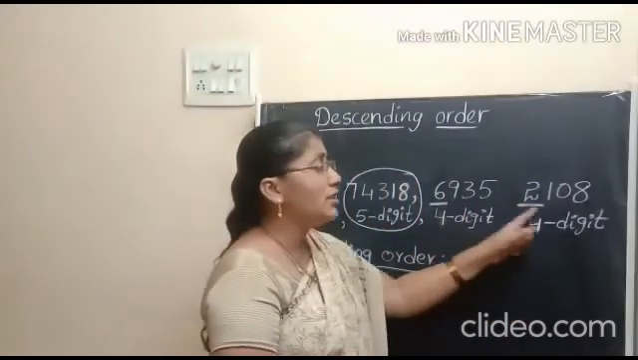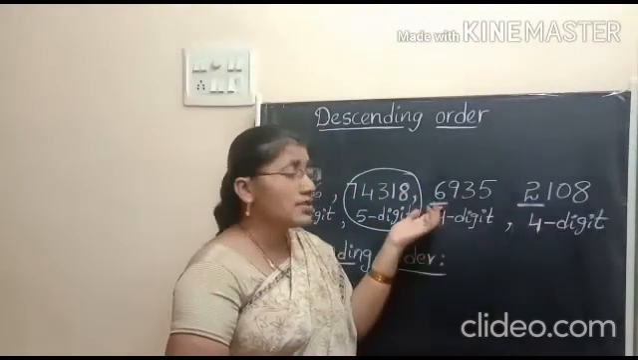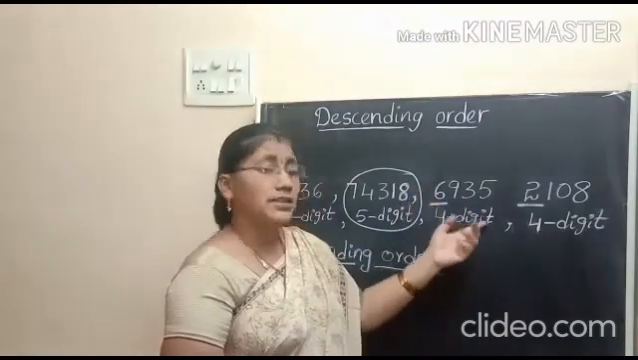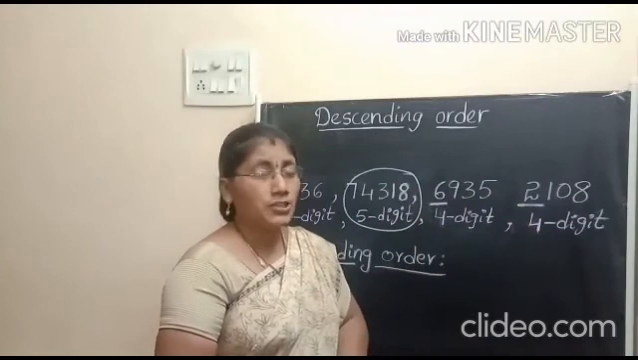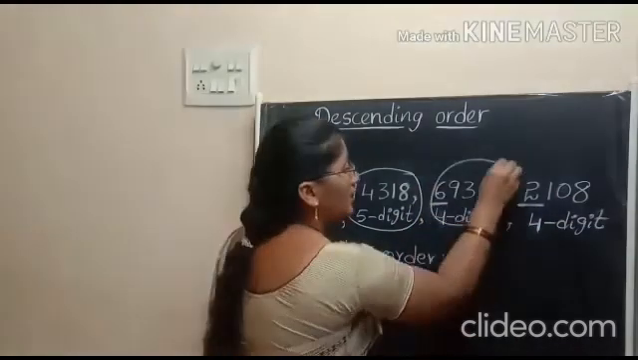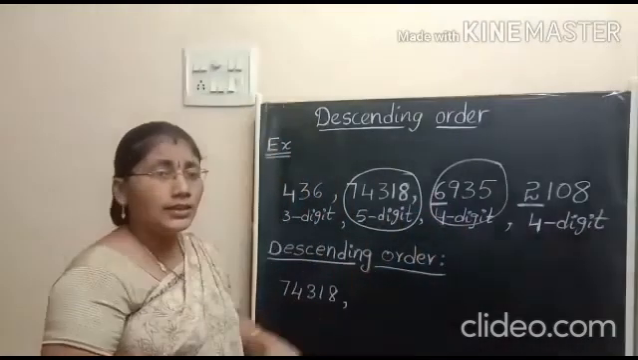By comparing these 2 digits, which is the greater one? 6 is the greater one. So, the number starting with 6 is the greater number compared to this number. Understood, children? So, we should write 6,935 in the second position of the descending order.